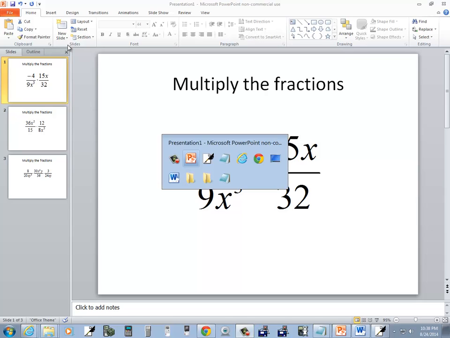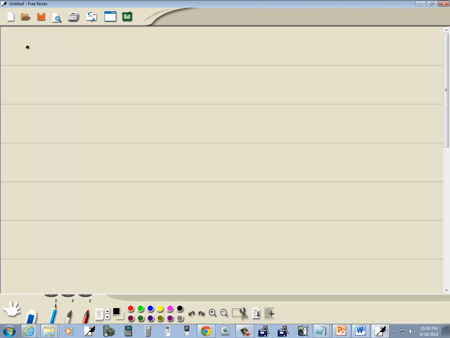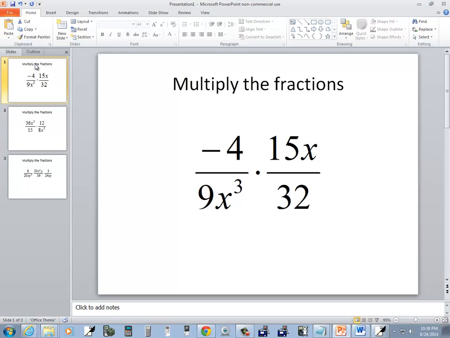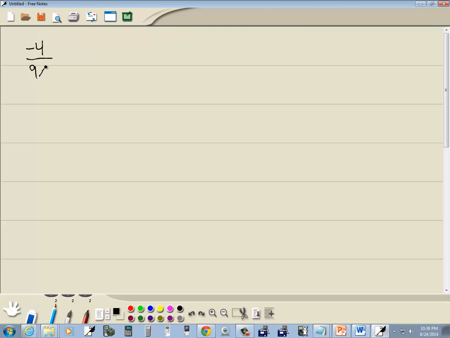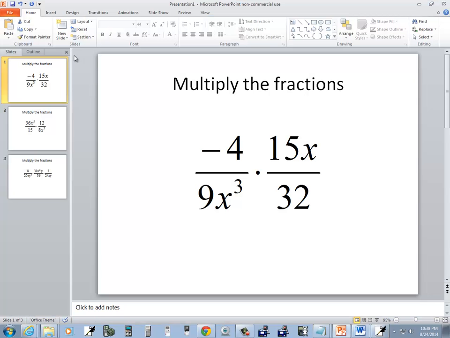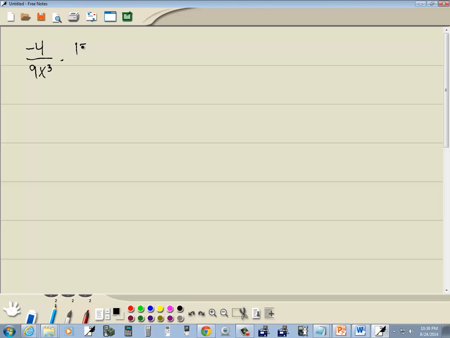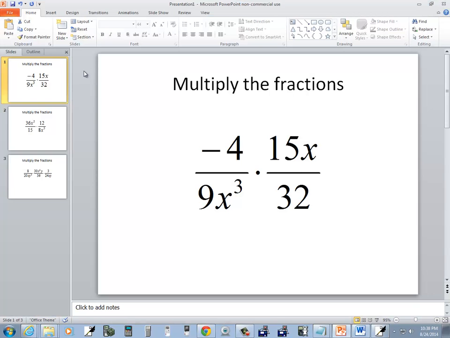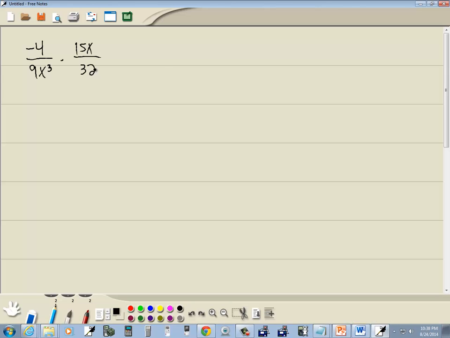Take a look at this problem. We've got negative 4 over 9x to the third, times 15x over 32. Okay, first I'll do it the simpler way, and then I'll go back and do it a little bit longer way.